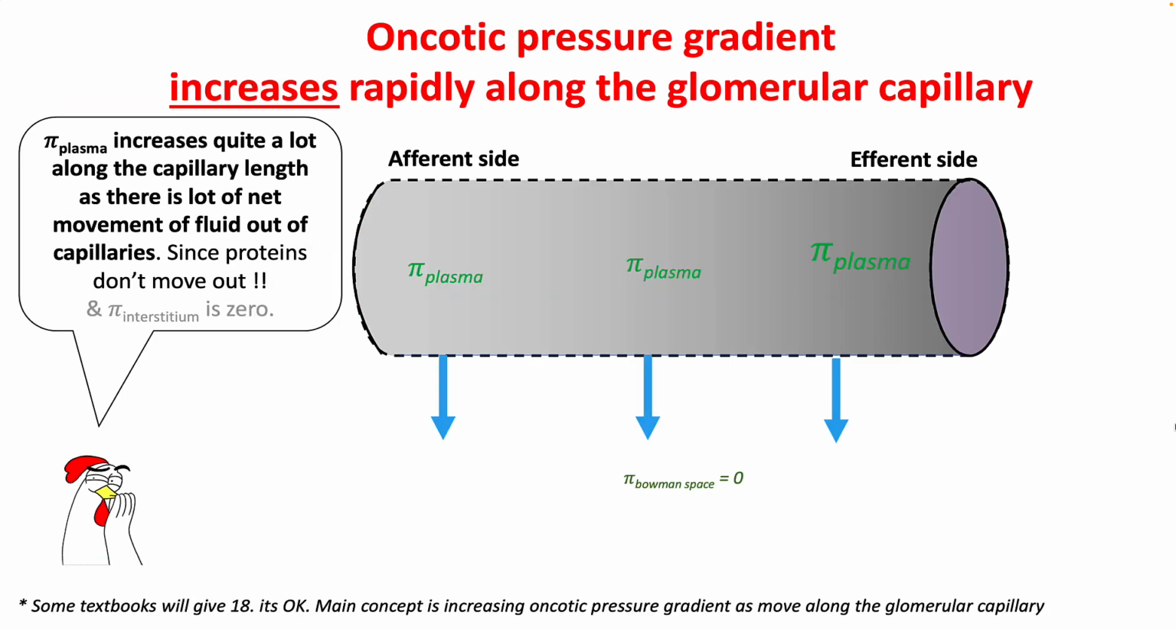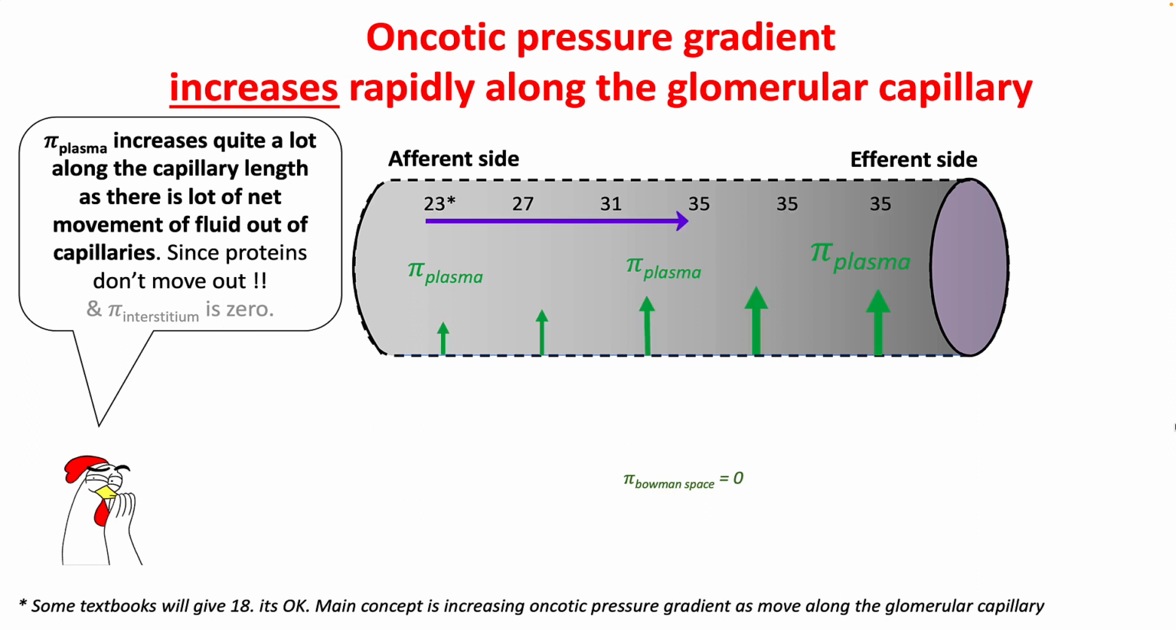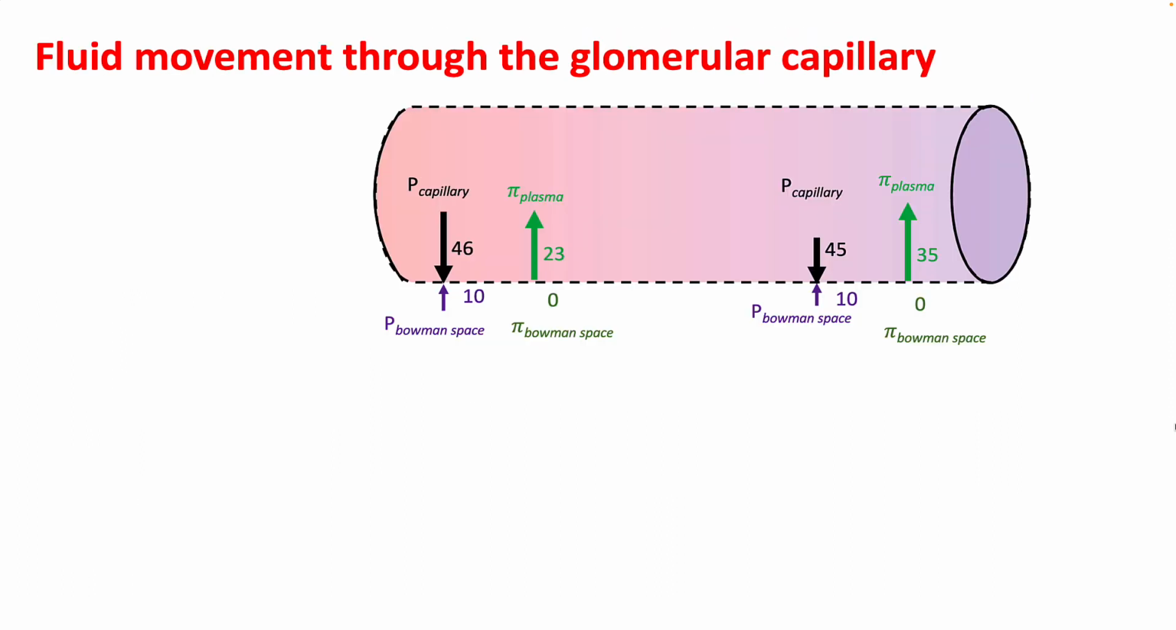Since the permeability coefficient and surface area of glomeruli and the hydrostatic pressure gradient are pretty large, there's a lot of net movement of fluid out of the capillaries. And since proteins don't move out, your plasma oncotic pressure rises rapidly. And a point comes when your oncotic pressure equals this hydrostatic pressure gradient, and it slows down the filtration.